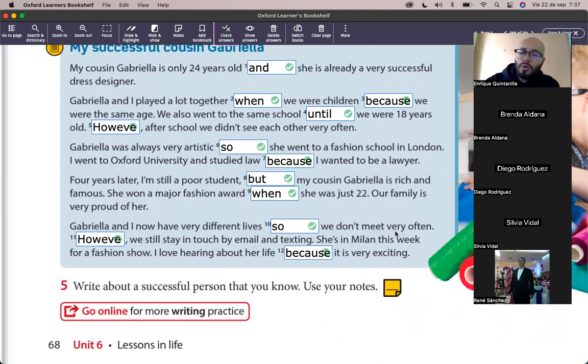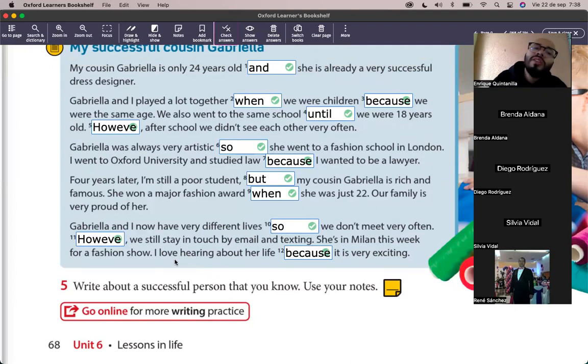We don't go out very often. We don't meet very often, but we call each other, or the opposite. We meet very often. We go out every Friday. We are still in touch by email, texting, and face to face. Now she's working in Canada. I love hearing about, pueden terminar así. I love hearing about her life or his life, because it's very exciting.